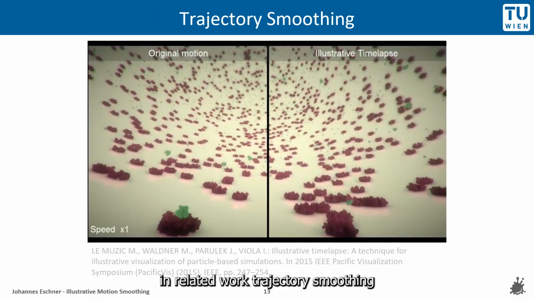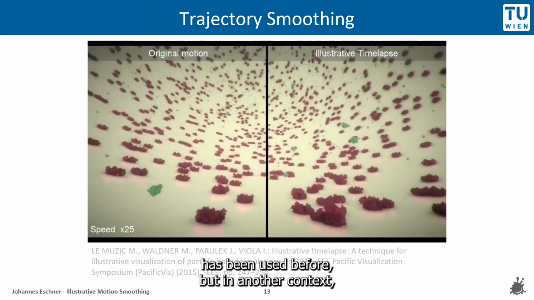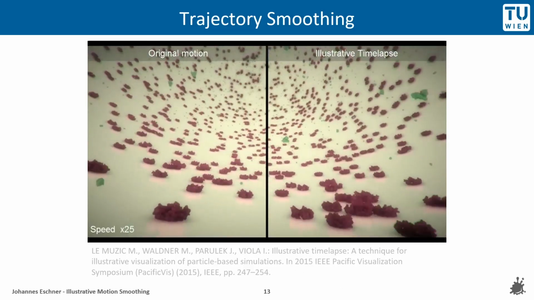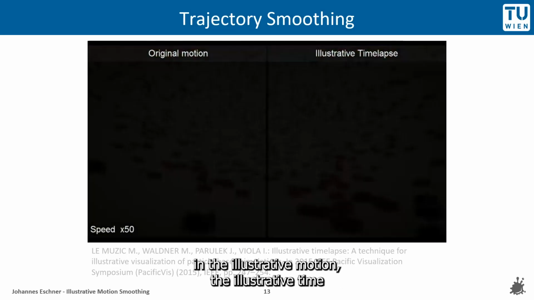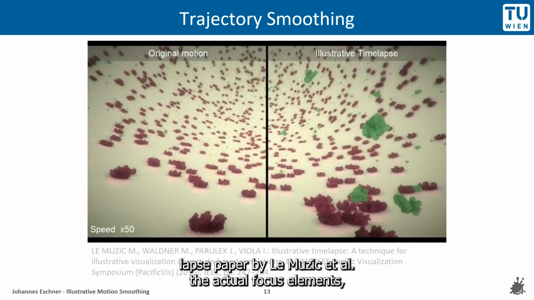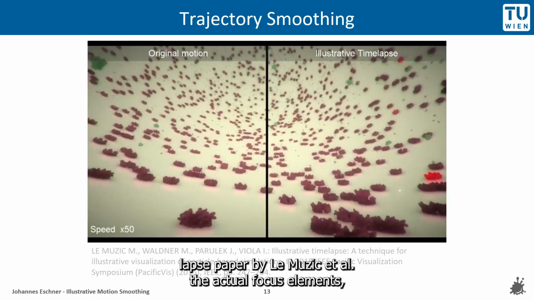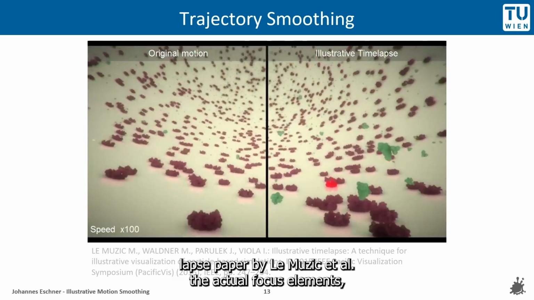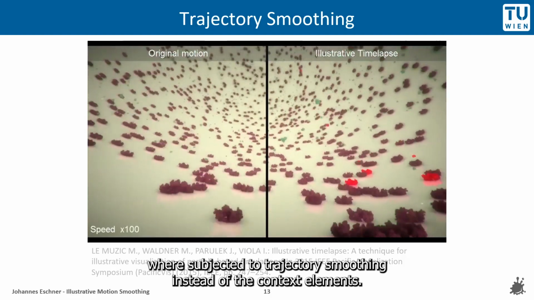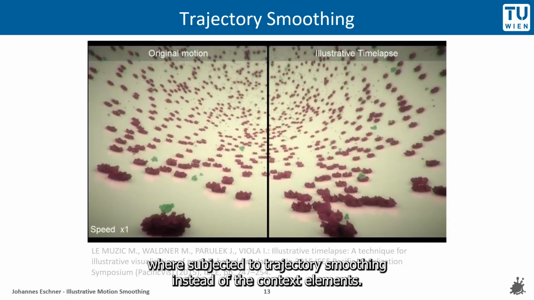In related work, trajectory smoothing has been used before, but in another context. In the illustrative time-lapse paper by Lemusic et al., the actual focus elements were subjected to trajectory smoothing instead of the context elements.